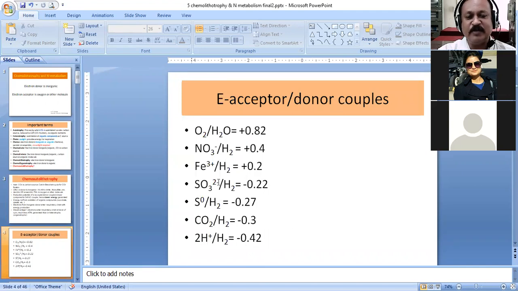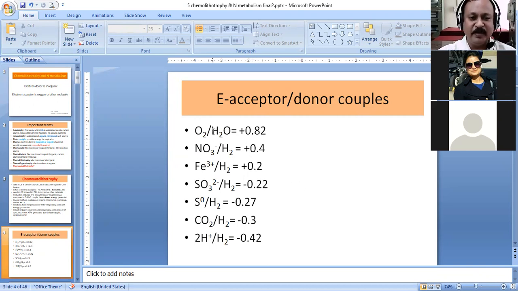So this is just for your reference. I have written some donor-acceptor couples here. So the water-oxygen pair, that is, water is the donor and oxygen is the acceptor. The potential difference here is to the tune of plus 0.82. And then if we go to other pairs like nitrate and hydrogen, hydrogen is the electron donor and nitrate is the electron acceptor. That is anaerobic respiration. And the standard potential here is plus 0.4.